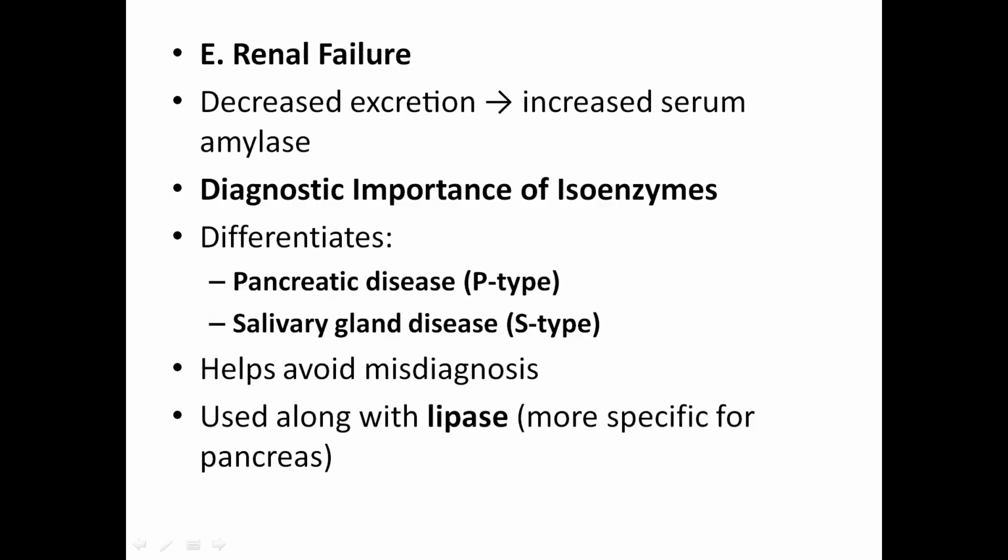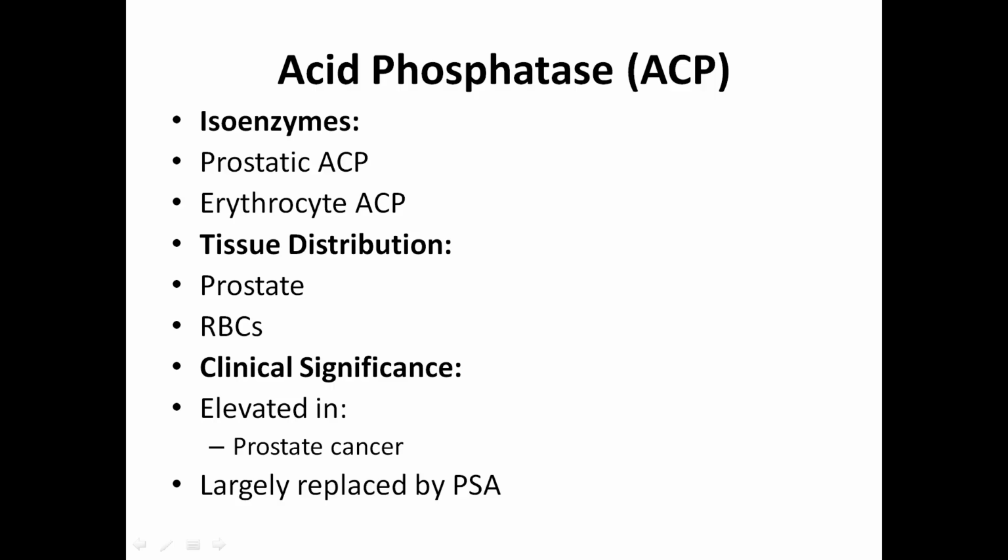Okay, now acid phosphatase. Acid phosphatase is also expressed as ACP. It has two isoenzymes, prostatic ACP and erythrocyte ACP, with tissue distribution in the prostate and RBC. Clinical significance: if elevated, it indicates prostate cancer, largely replaced by the PSA. PSA means prostate specific antigen.